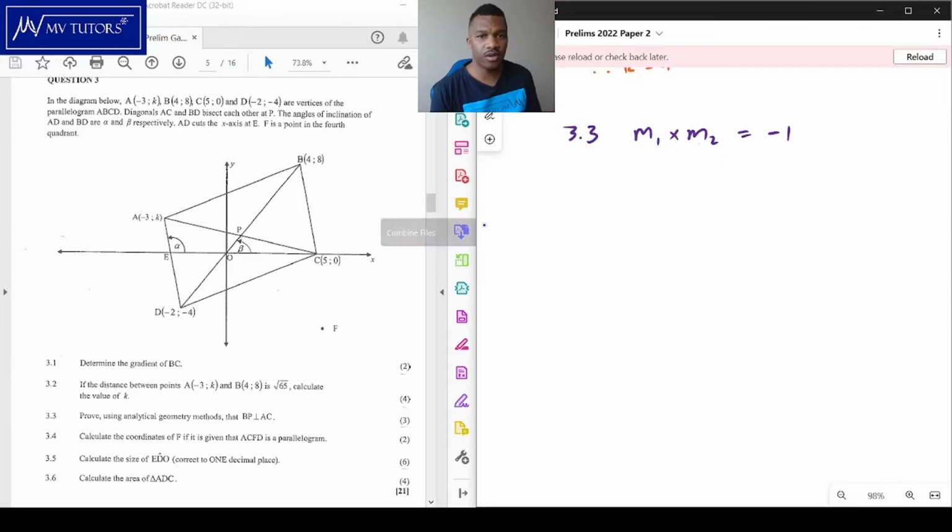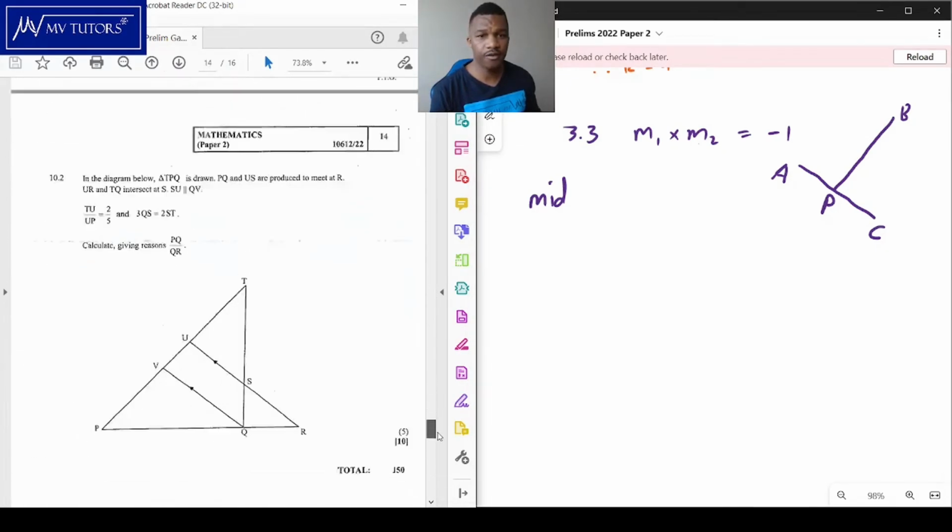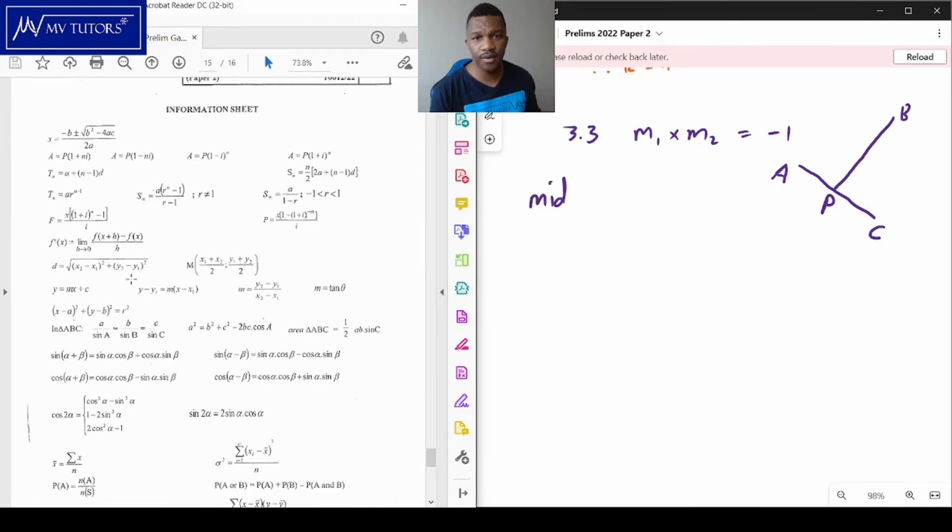Okay, BP. Just to redraw this, I have B there and P there, and then AC, A is right there and C is there. Okay, cool. So what I need to do is solve the gradient, but first of all, I need to get the point P. Now that's the midpoint. To calculate the midpoint, let's go check the formula sheet once again. There it is.